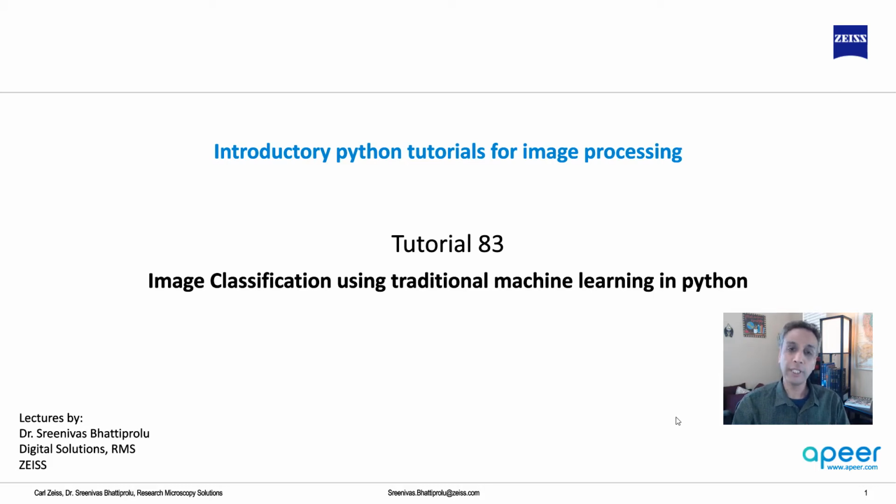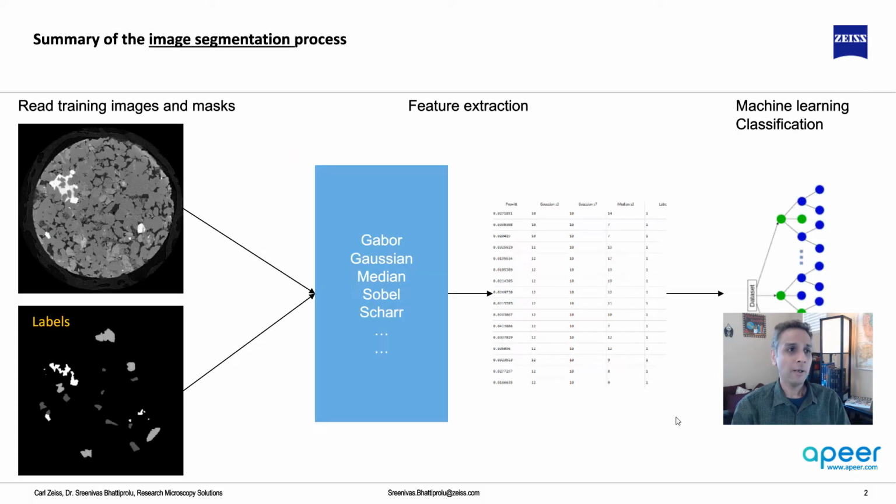Now, 2 things that we need to define here. Traditional machine learning, by that we mean using anything that's non-deep learning. It could be random forest, support vector machines, or anything else that's not a deep learning or neural network based approach. And by segmentation, we mean semantic segmentation. Every pixel classification.